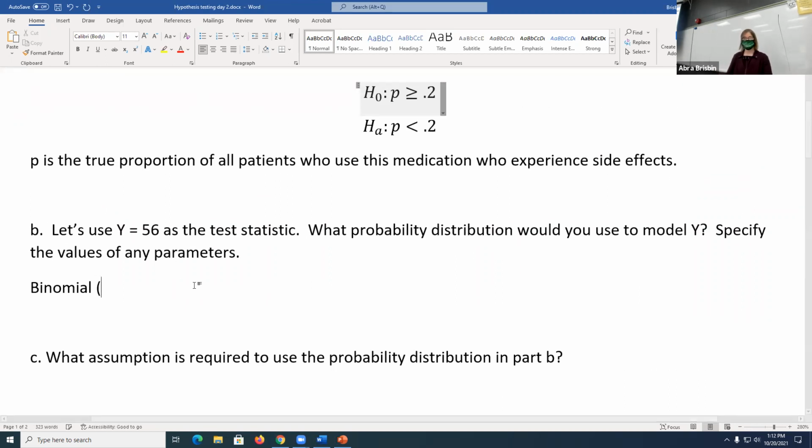What are the parameters for that binomial distribution? Maria? 400, 0.2. Yeah, so N is 400 and P is 0.2. So that's where we're using our null hypothesis. The 56 is going to be an argument for the binomial CDF when you compute the probability. It's not really a parameter for the distribution because it doesn't control the shape of the distribution.